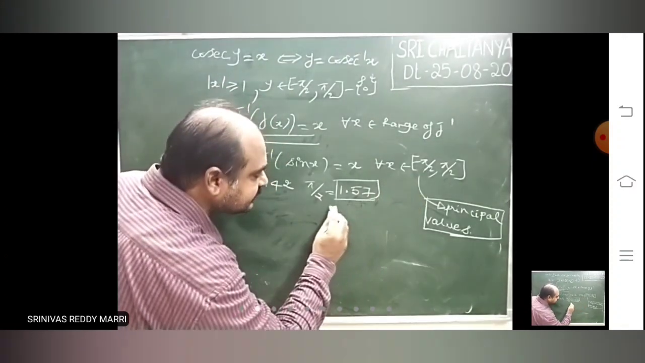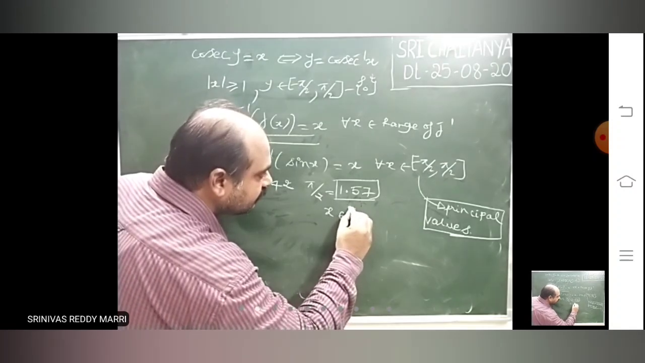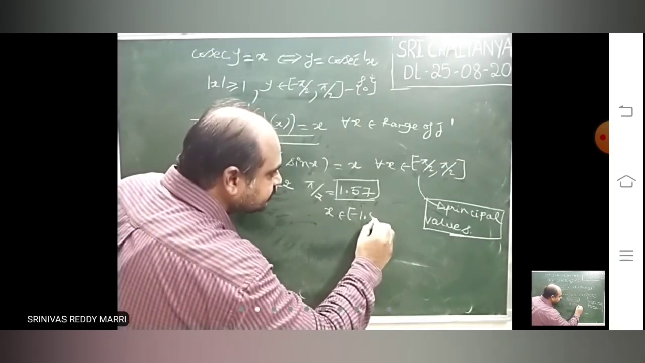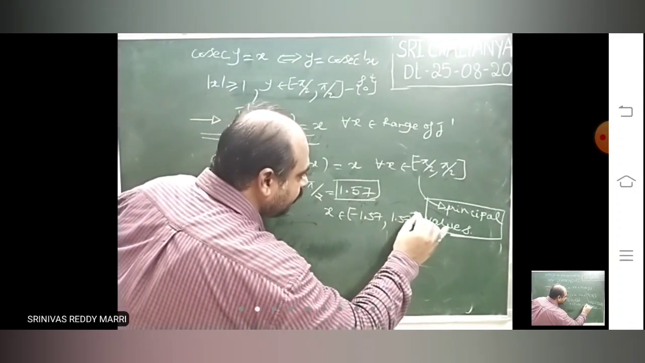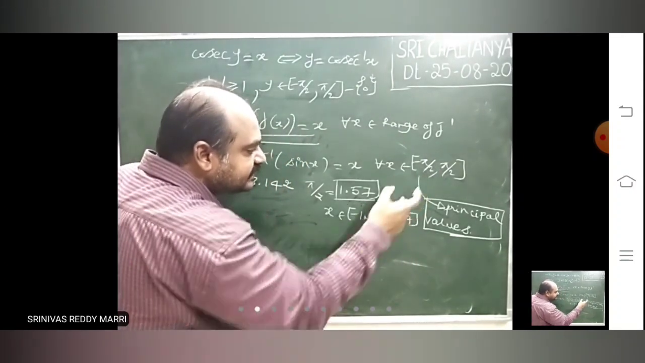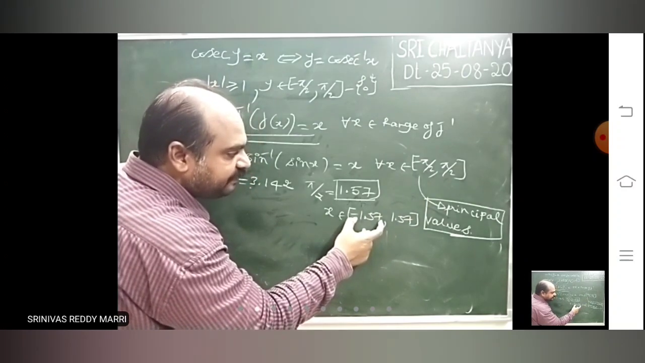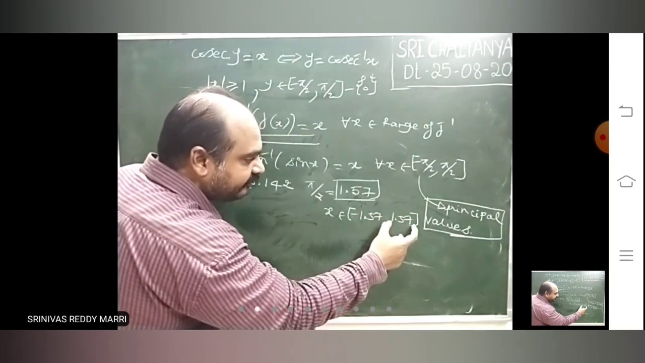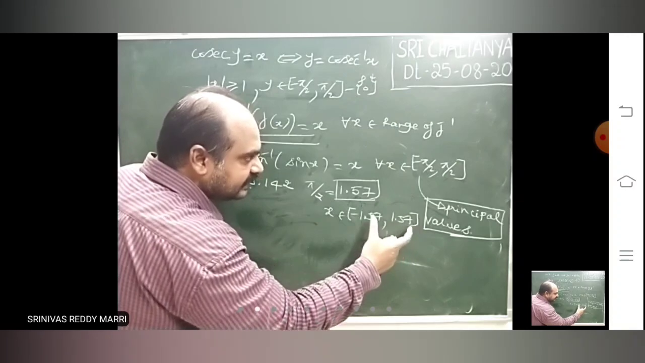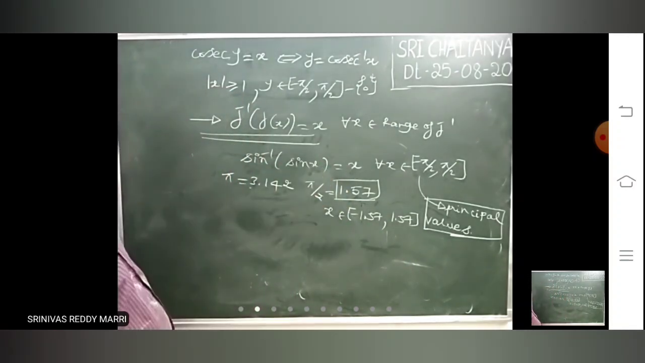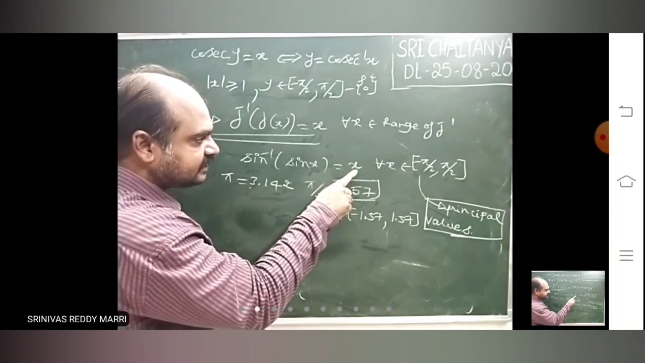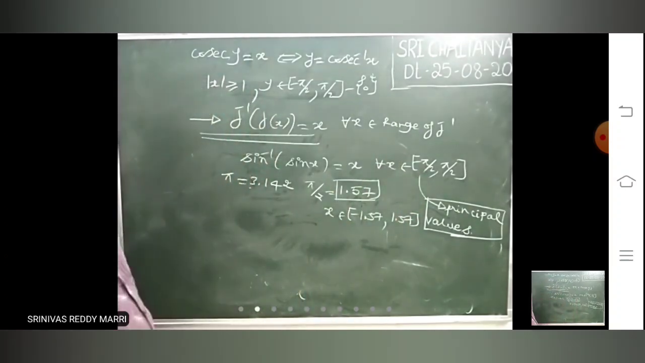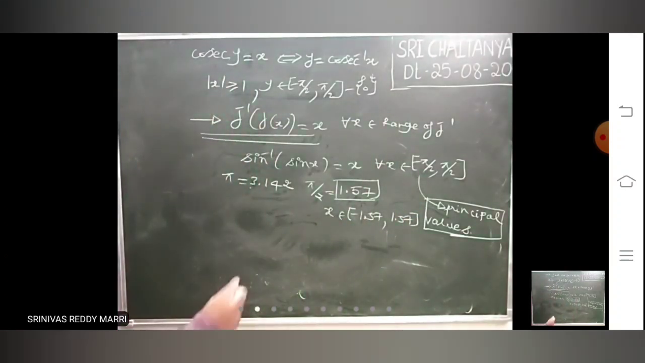Right? That means if x lies in the interval minus 1.57 comma 1.57, this interval means real values from minus 1.57 to 1.57 approximately, then sine inverse sine x will be x. You remember this interval. Always don't write sine inverse sine x equal to x. Only when x lies in this interval, minus pi by 2 to pi by 2.